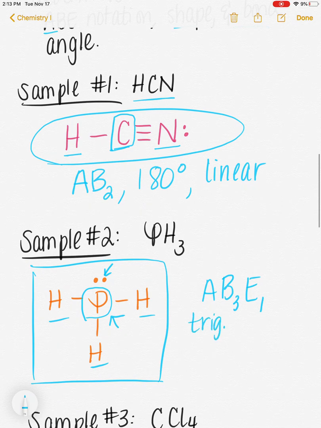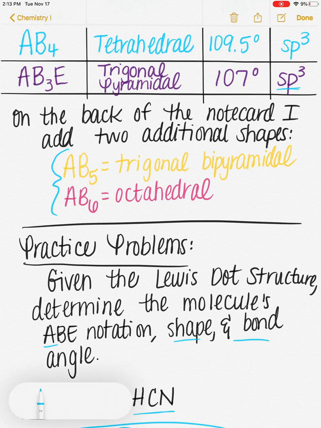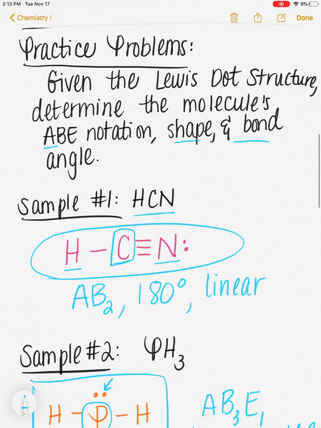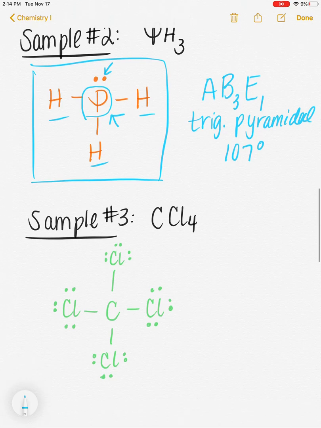So trigonal pyramidal, bond angle of 107. Now I could on a quiz or a test ask you for the hybridization of that, so you would just read in the table and it says the hybridization for those molecules is sp3, but we're not going to work too much on that today. We will cover that tomorrow.